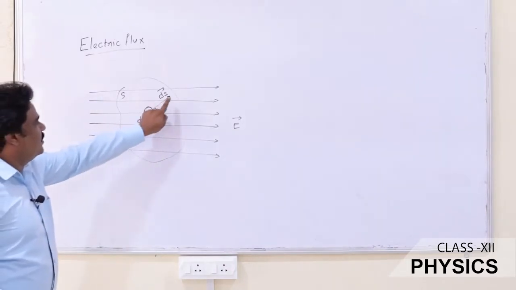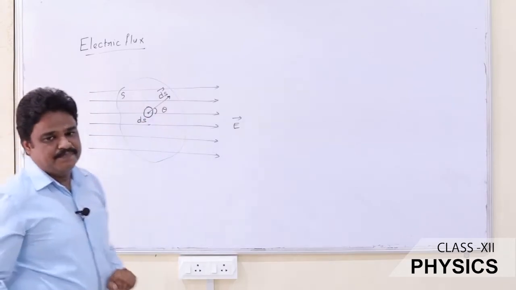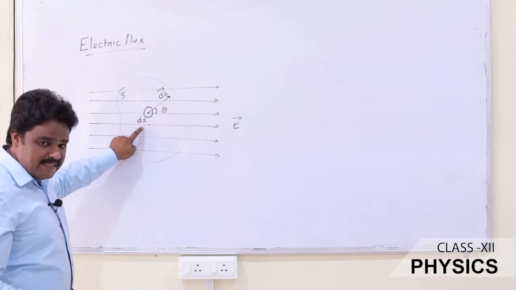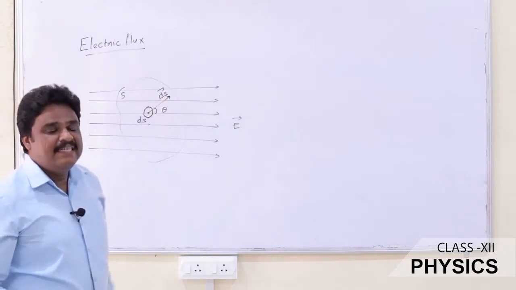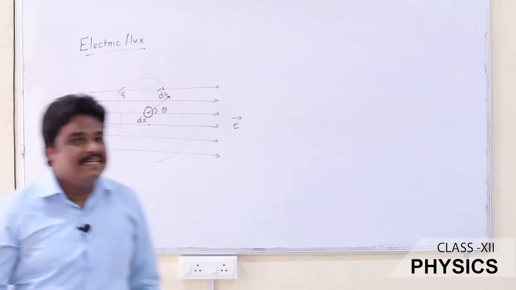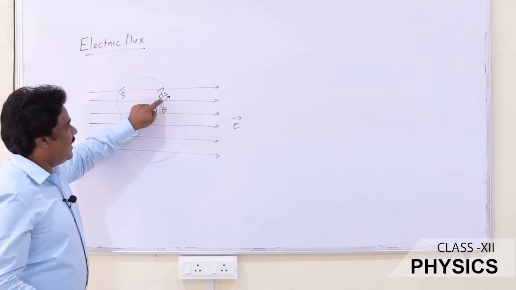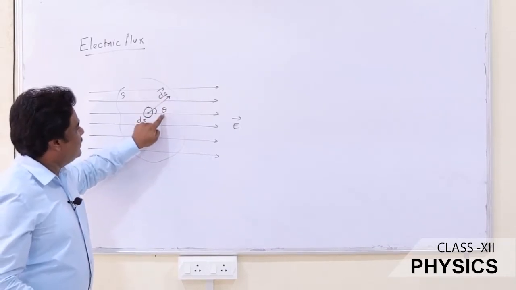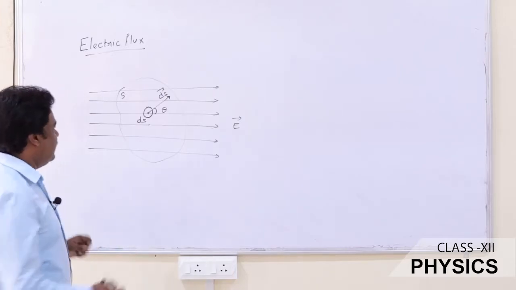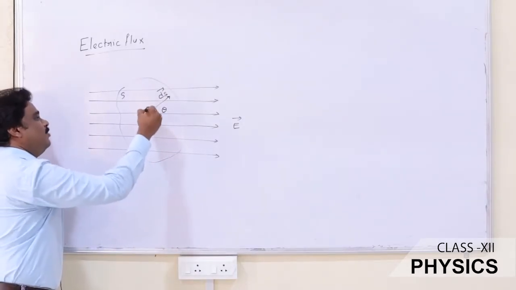You know how to draw the area vector. Obviously, it will be normal to the planar. So ds is the small element, whereas ds vector is the area vector, where it acts outward normal. Let us suppose that the area element vector makes an angle theta with the direction of electric field. Now you say, what about the component of electric field along normal?